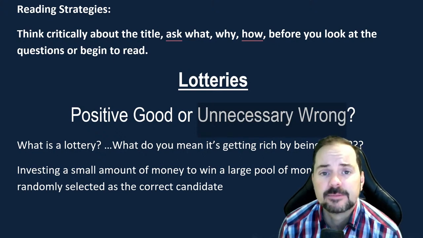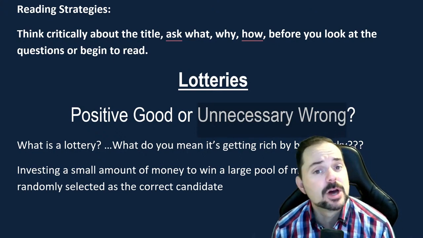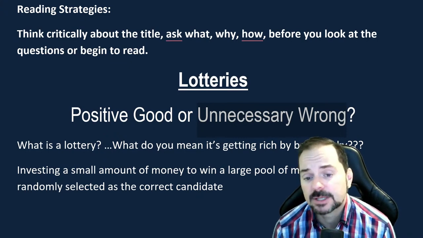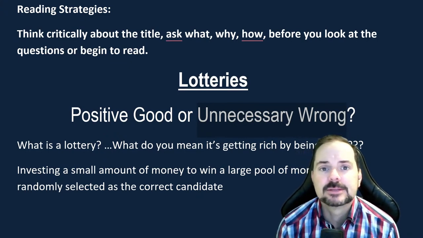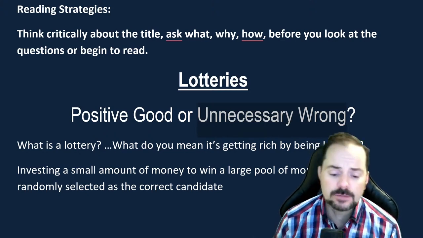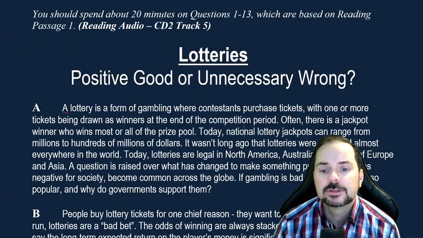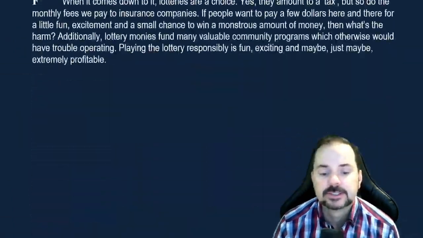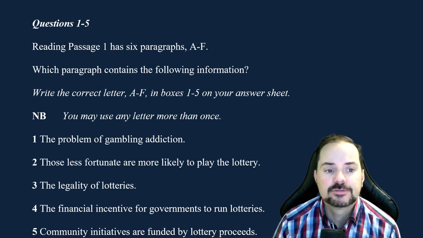Well, some people become very rich and live an awesome life. Money from the lottery can be used to help the public, right? Wrong, well, it's wasting money, it's gambling, it leads to addiction. So all of these ideas are coming to mind. And then you look at the questions. And here we have questions 1 to 5.